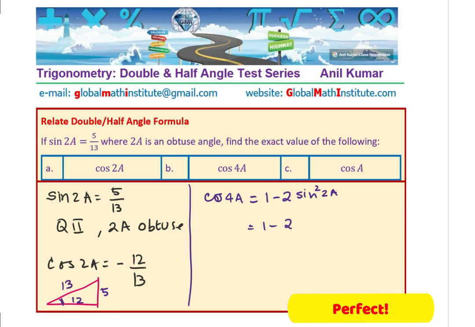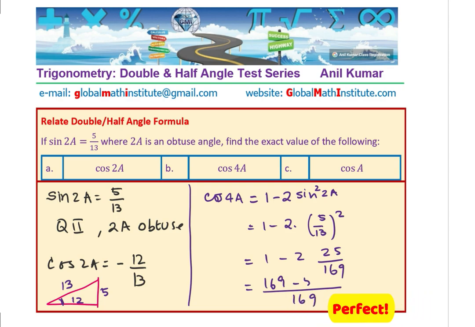So 1 minus 2 times sine 2a, which is 5 over 13, whole square, right? Which is 1 minus 2 times 25 over 169, right? 13 square. And now you can take a common denominator of 169 and you get 169 minus 2 times 25, which is 50. And that gives you 119 over 169. Is that clear to you? So we got this value of cos 4a. Clear? Now, just cos a we need to figure out.